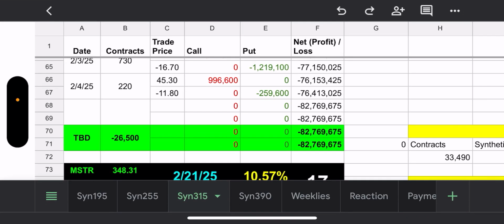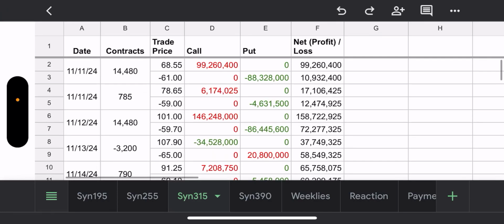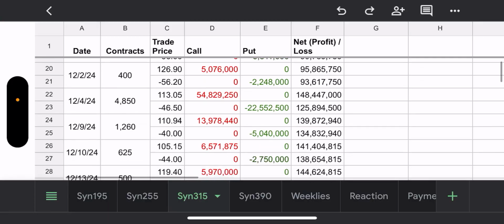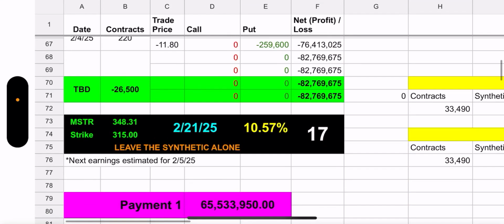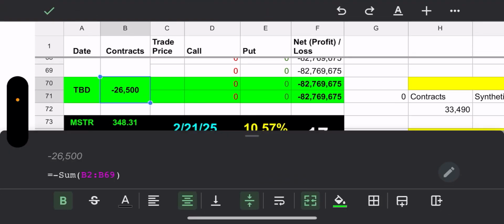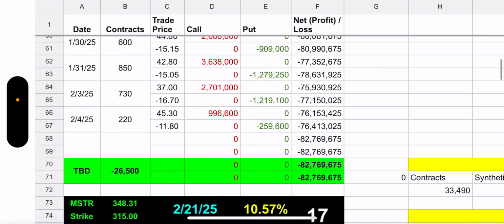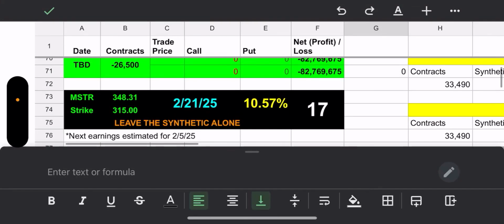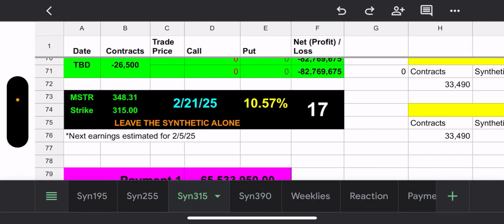So here's the 315 synthetic. We have a whole tab for it. They've been adding to this thing, man. Oh my God, since November 11th. Oh, look at that. Boom, boom, boom. This is a gigantic synthetic position. And we have, let's see, make sure the formula is updated too. Yeah, 26,500 contracts. Of course they removed a big chunk too. I think that was the chunk that was removed and added to the 390, which turns out they shouldn't have done. But it is what it is.